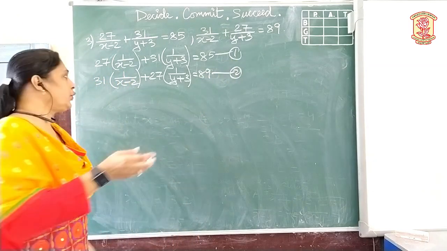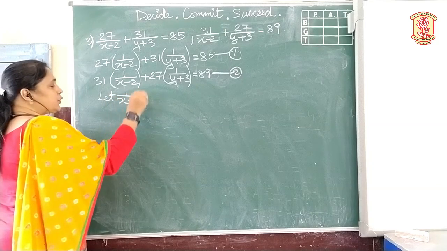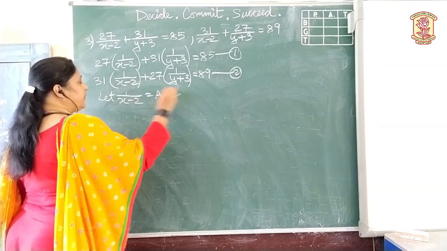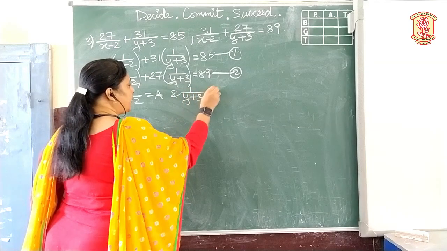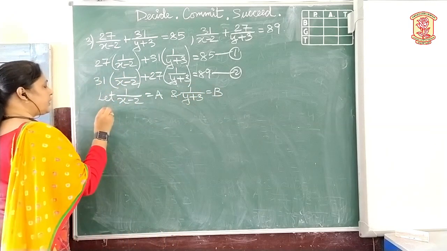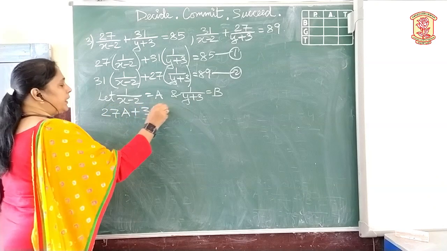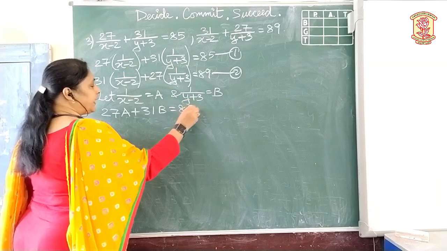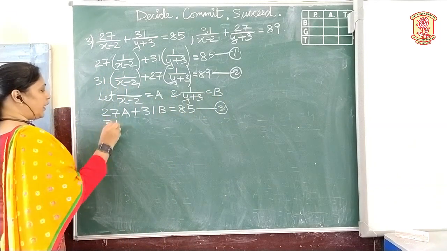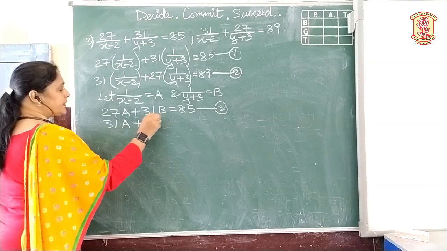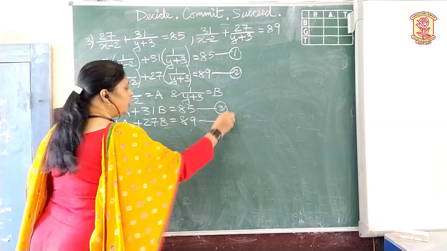Let's convert it into linear. So let 1 upon x minus 2 equal a and 1 upon y plus 3 equal b. So the first equation becomes 27a plus 31b equals 85. So we'll name it third. And the second one becomes 31a plus 27b equals 89 will be the fourth.